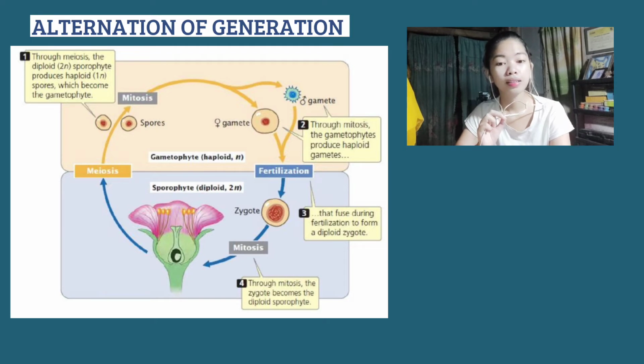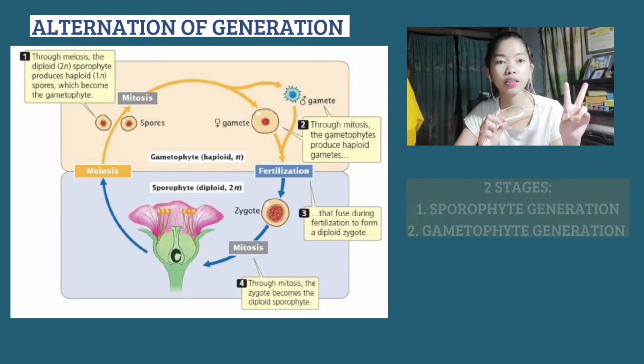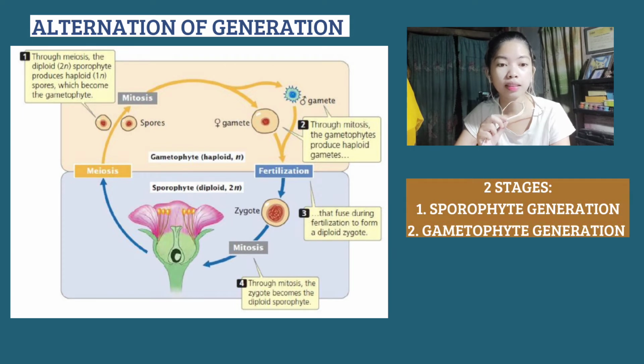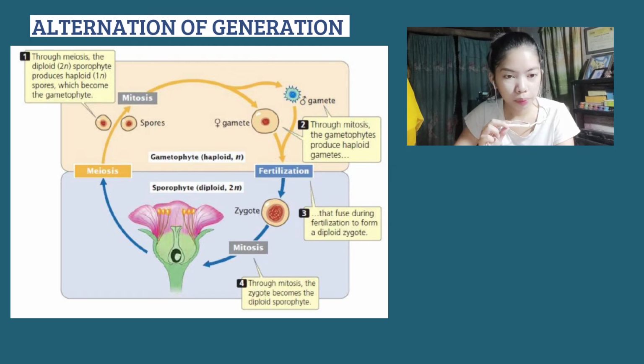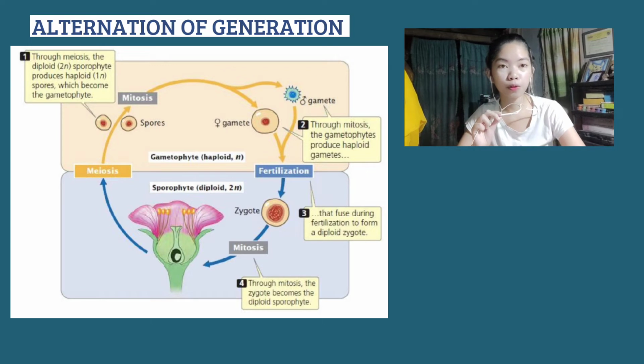As we know, diploid means having two sets of chromosomes in your cells and is indicated as 2N, while haploid means having only one set of chromosomes in your cells and is indicated as N. Now all plants go through two stages in their life cycle, and these are called the sporophyte generation and the gametophyte generation. So here we have the cycle of alternation of generation. We'll start at the sporophyte generation.